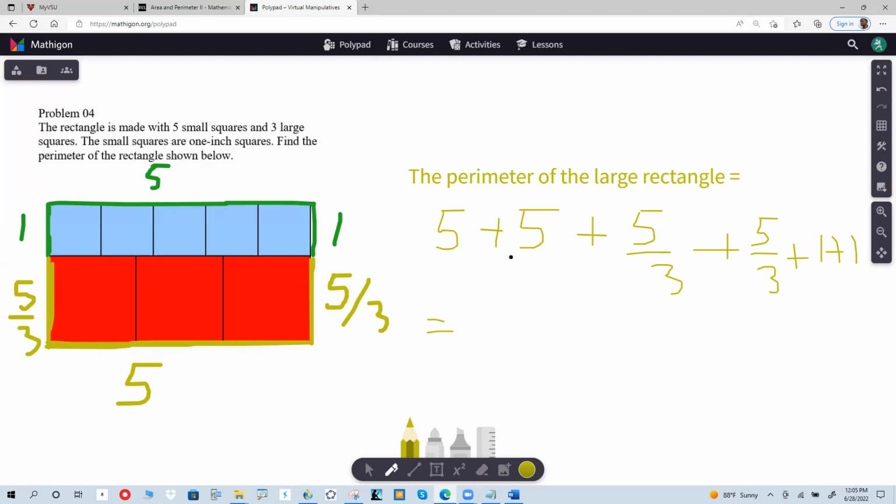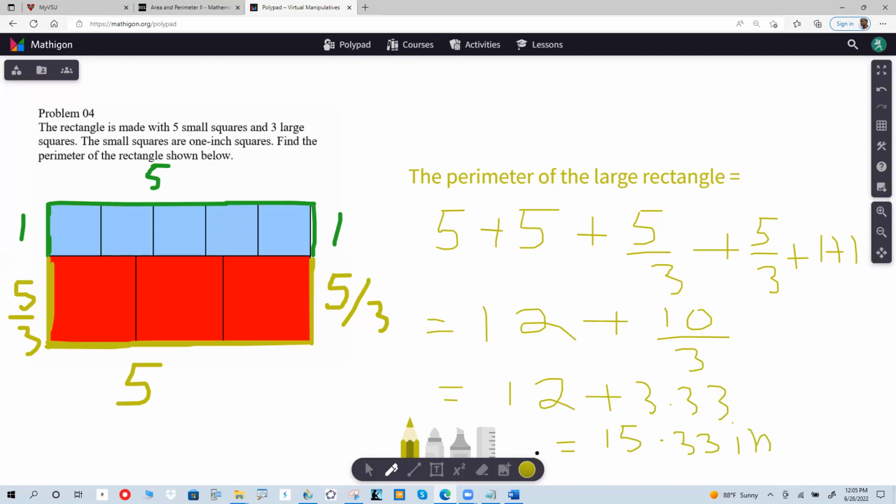But I'm going to say 5 plus 5 plus 1 plus 1 is 12. And 5/3 plus 5/3, we have done plenty of fractions, is 10/3. And of course, this turns out to be 12 plus 3.33. That's what your calculator will tell you. So this turns out to be 15.33. The unit is inch. So it'll be inches.